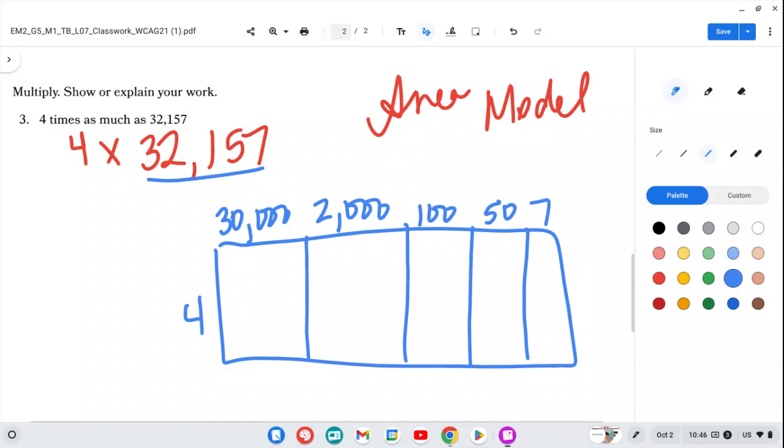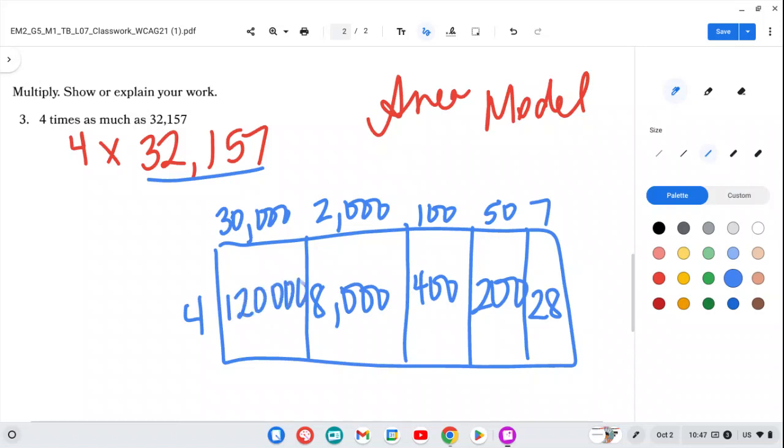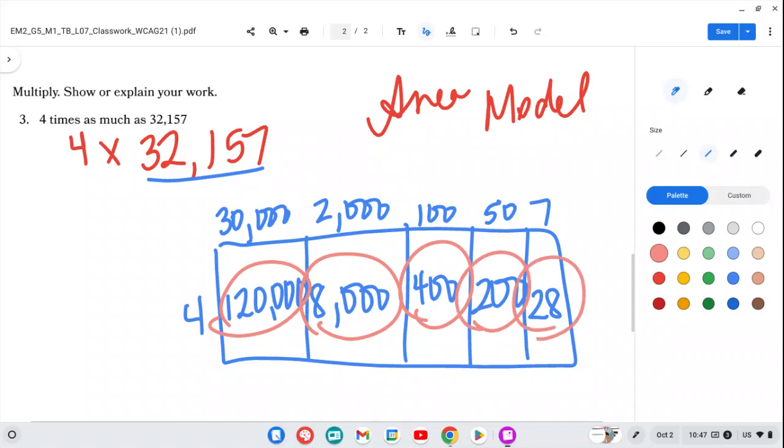I'll start off small with 4 times 7, which is 28. 4 times 50, which is 200. 4 times 100, which is 400. 4 times 2,000, which is 8,000. And 4 times 30,000, which is 120,000. Okay? Your final step is to add each of these partial products together to get our final product.